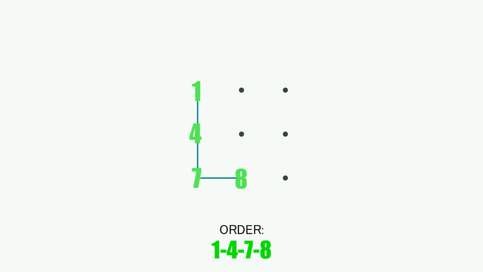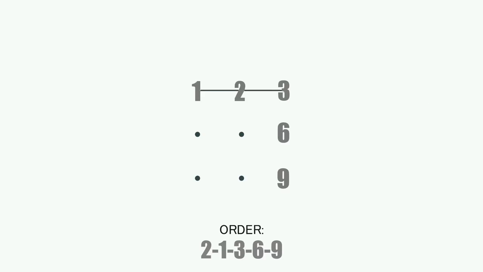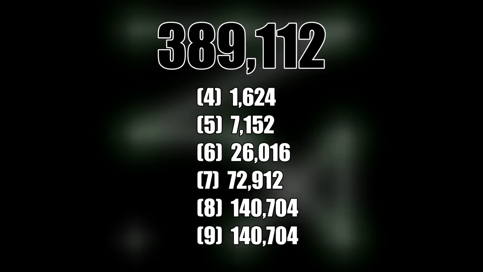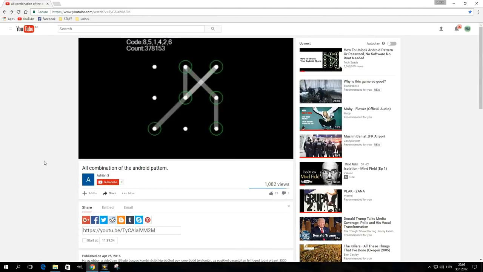In other words, a direct connection between point 1 and point 7 isn't possible due to the vacancy of the intermediate point 4. However, if point 4 was previously used, a direct 1 to 7 connection would have been possible by simply crossing the already occupied intermediate point. It's also possible to cross over a previously created line. For example, if you create this pattern in the order 2, 1, 3, 6, 9. Under the conditions created by these rules, you can create a total of 389,112 different patterns. There's a video you can find on YouTube that shows all the possible combinations in 12 hours.